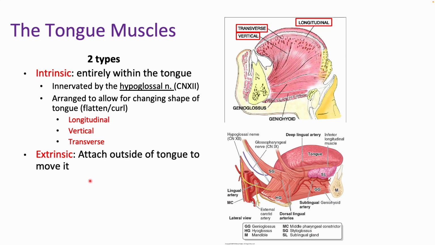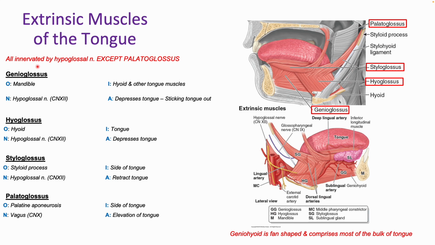The extrinsic get a little more complicated, so let's move on and look at those. So we have 4 extrinsic muscles of the tongue that we want to be looking at. All of them are innervated by the hypoglossal nerve, which is cranial nerve 12, except for one, which is the palatoglossus, and we'll get there last.